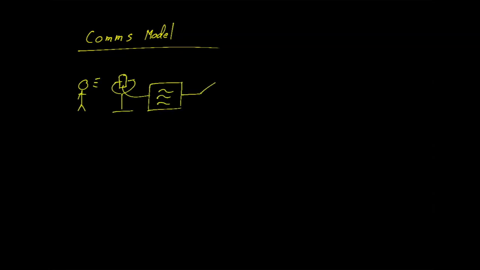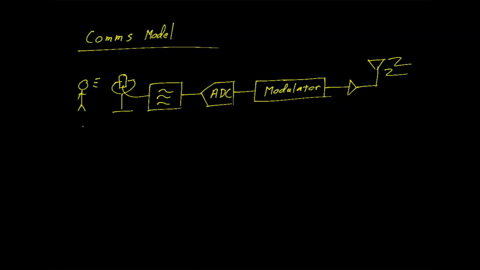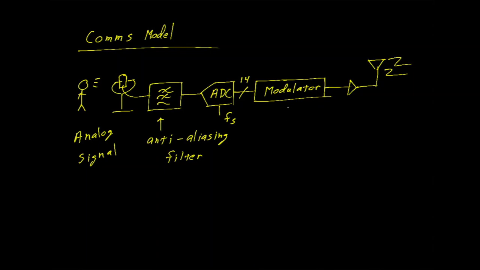Next time we'll meet, we're going to start with our comms model with a few modifications. On this side, we have an analog signal. Our voice filter now has a new name. We're going to call it the anti-aliasing filter. There will be a sampling frequency, which will be very important to us. There will be a certain number of bits associated with that analog to digital converter. And our modulators are going to get very interesting. Our new digital modulators will go by names such as amplitude shift keying, frequency shift keying, phase shift keying, and then the real fun ones are quadrature amplitude modulation.